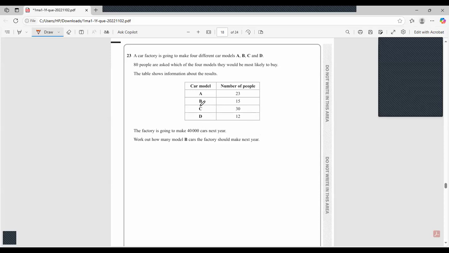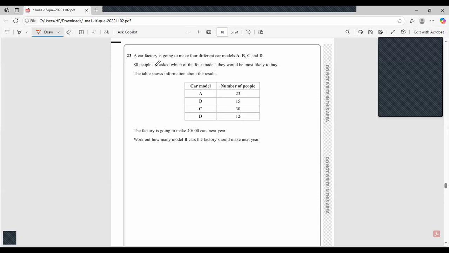Okay, so now you need to understand that that 80 there is just a random sample number, right? It's like what you do in statistics when you take a random sample, a small number, and use that small number to represent what will happen in a real population. So what that means is that for 40,000 cars, Model B, from that sample, we had 15 people.